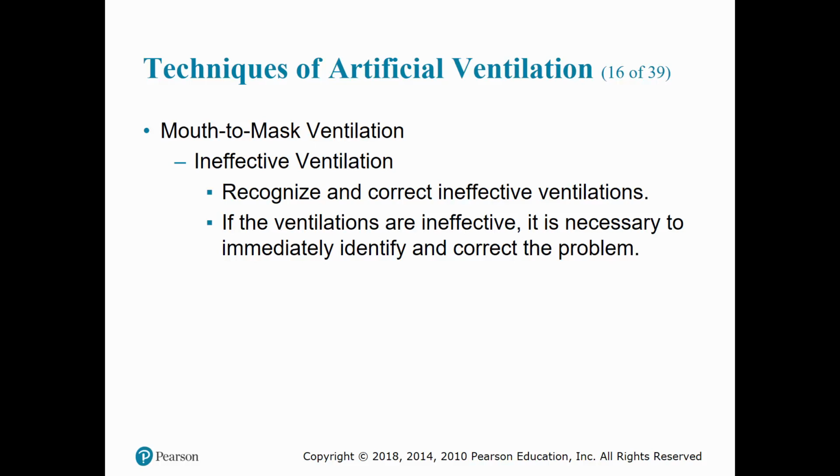If the ventilations are ineffective and are not producing adequate chest rise and fall, it is necessary to immediately identify and correct the problem. Always start with the easy one. Make sure that the head and neck is in the correct position, so you may need to reposition it. If you have a patient with a suspected spine injury, reposition the jaw thrust while keeping the head in a neutral position.